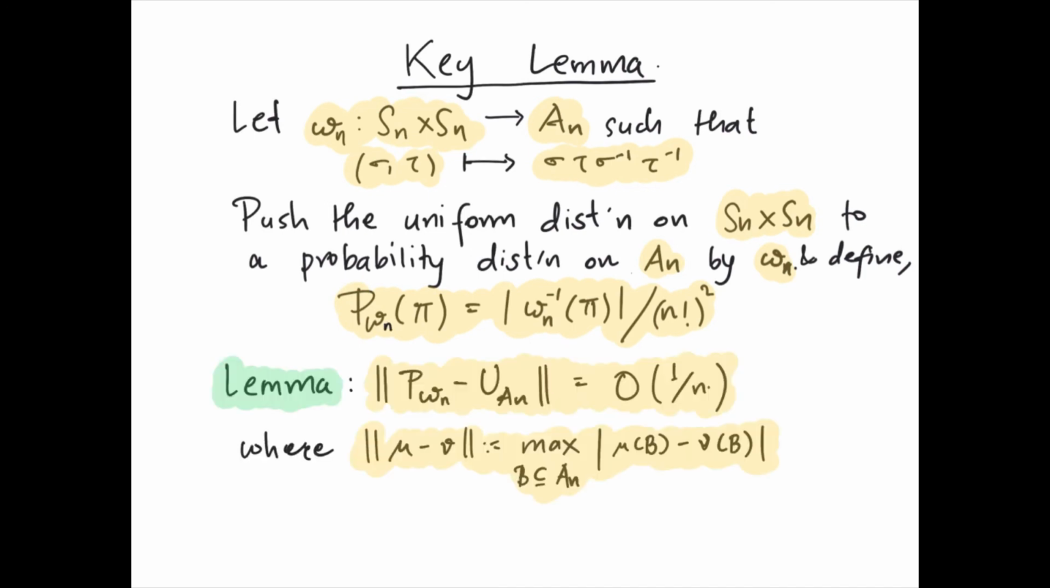The key lemma then is that the probability distribution on An that you have just obtained is not far from the uniform distribution on An, and in fact, asymptotically they are the same. One converges to the other in total variation distance, which I've defined over here.